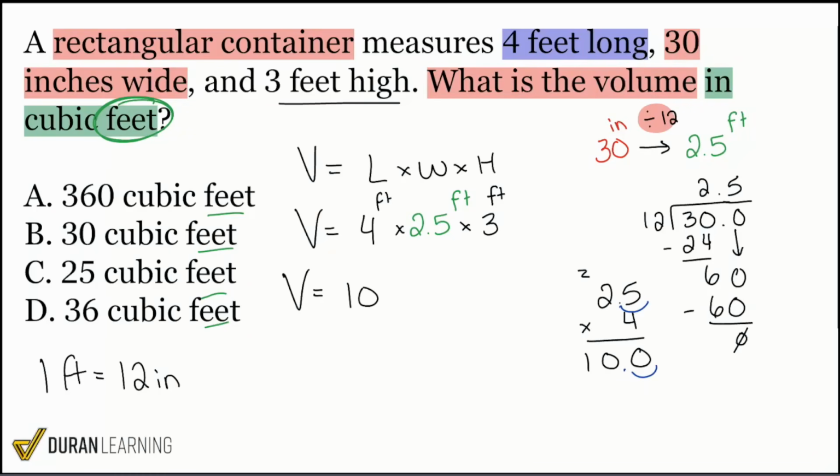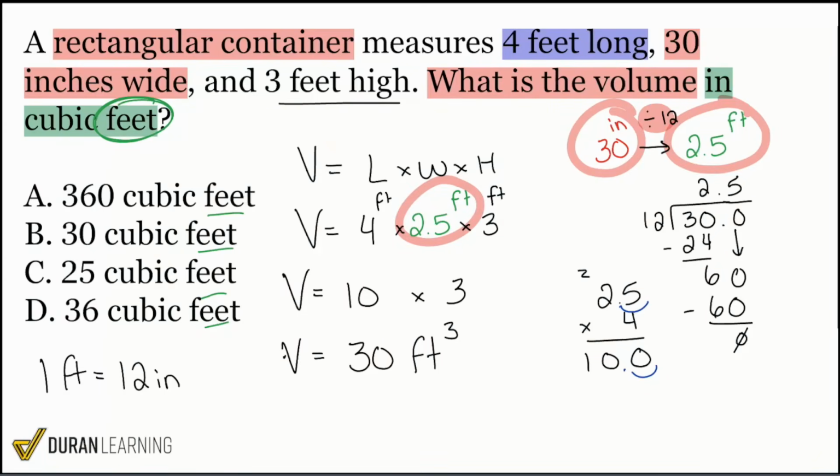And so the last thing we need to do is multiply by that 3, and look at how convenient this is. 10 multiplied by 3 ends up giving us 30, and so our volume is 30 cubic feet. Again, this is because we needed to make sure we converted the 30 inches into feet, and that's when we're able to actually calculate the volume. And again, 30 cubic feet is going to be answer choice B.